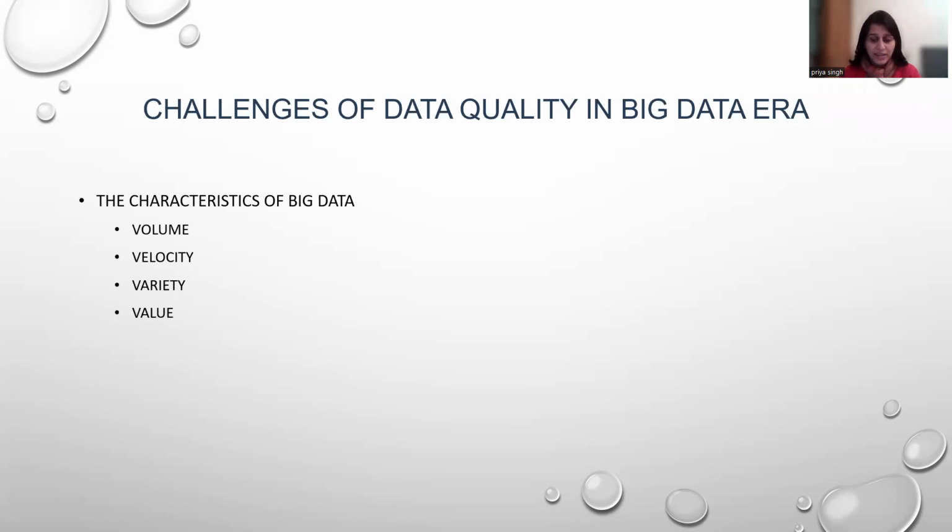Then there is variety, that is, big data has all kinds of data types, and this diversity divides the data into structured and unstructured data. And last but not least is value, and this represents low value density.